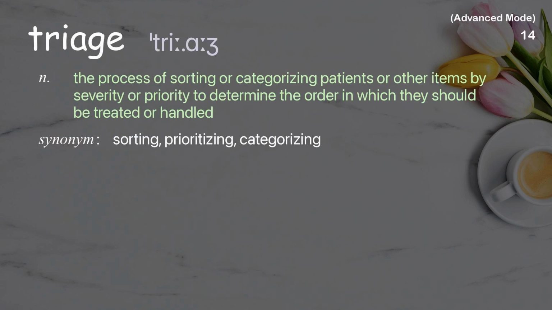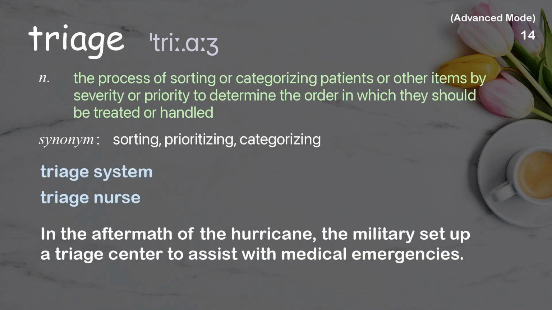Triage. The process of sorting or categorizing patients or other items by severity or priority to determine the order in which they should be treated or handled. Examples: Triage system. Triage nurse. In the aftermath of the hurricane, the military set up a triage center to assist with medical emergencies.